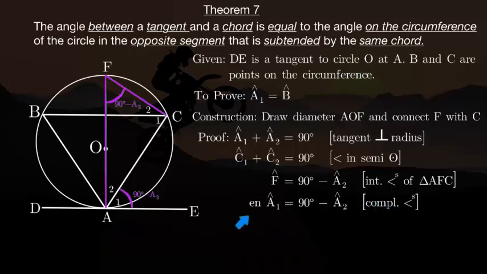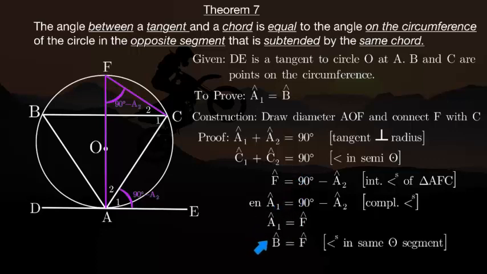Now we know that angle A1 is equal to angle F, because look, we just showed that they are exactly the same. And we also know that angle B will be equal to angle F. Now why is this angle equal to that angle? Look closely, this is on the circumference, this is on the circumference, and both of them are subtended by this chord AC, so we call it angles in the same circle segment. So angles in the same circle segment, and because angle A1 is equal to F and angle B is equal to F, then it means angle A1 is equal to angle B.